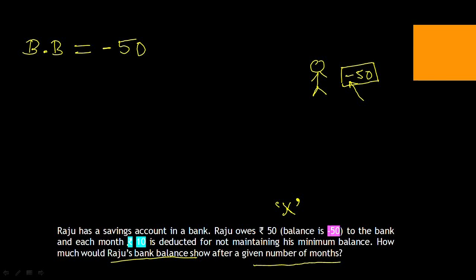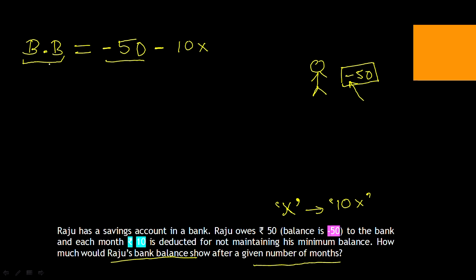Now, because after each month rupees 10 is deducted from his account for not maintaining minimum balance, after x number of months have passed, 10x rupees would be deducted from his bank account, right? So we'll have to reduce 10x rupees from his current bank balance to find his latest bank balance at any given point, right, after x number of months.